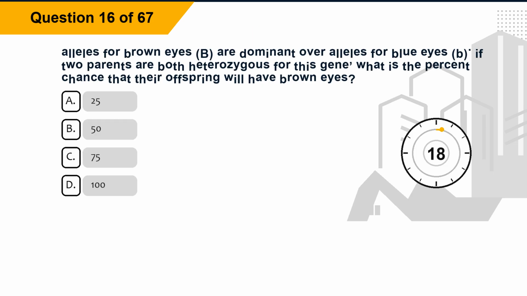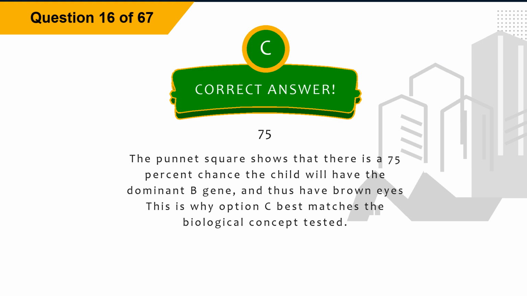Question 16. Alleles for brown eyes, B, are dominant over alleles for blue eyes, b. If 2 parents are both heterozygous for this gene, what is the percent chance that their offspring will have brown eyes? Option A, 25. Option B, 50. Option C, 75. Option D, 100. The correct answer is option C, 75. Explanation. The Punnett square shows that there is a 75% chance the child will have the dominant B gene, and thus have brown eyes. This is why option C best matches the biological concept tested.